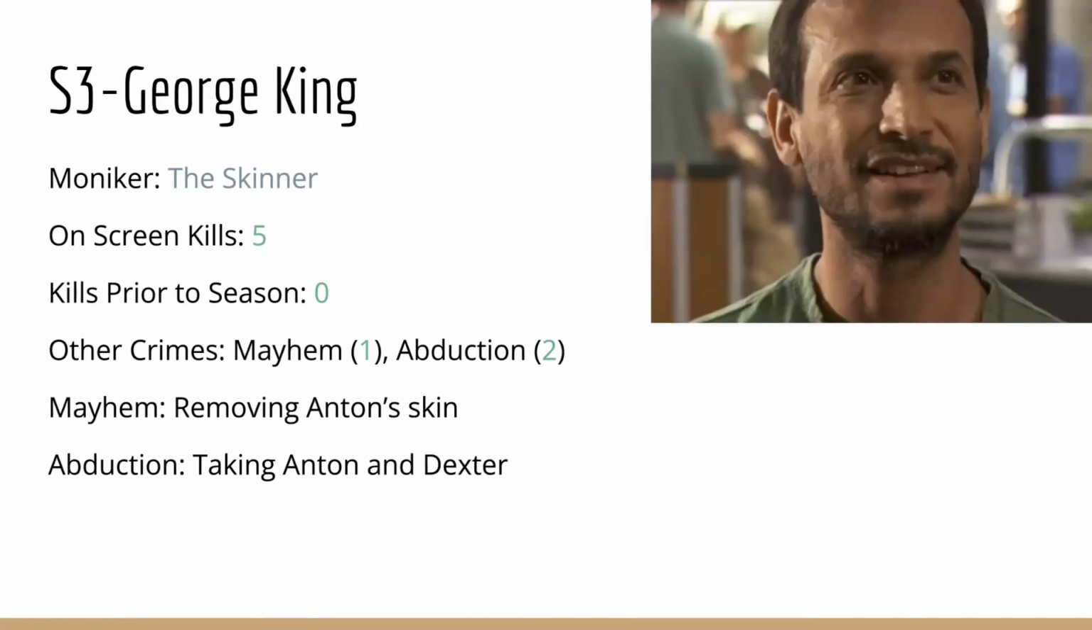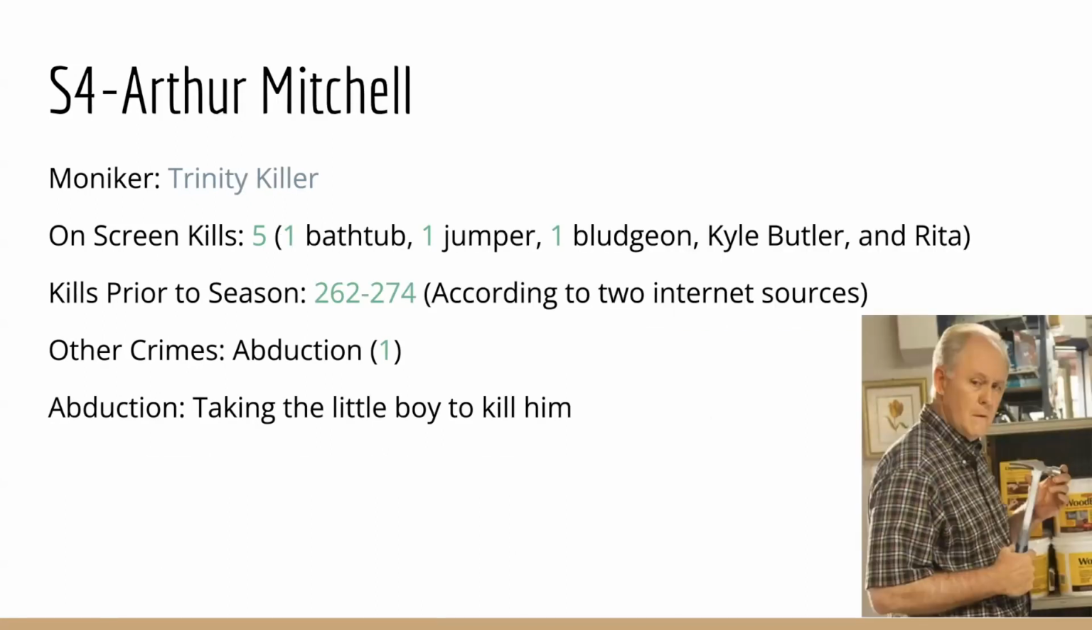He kills 5 on screen. We don't know if he has any prior kills. He commits the mayhem of removing Anton's skin, as well as the abductions of Anton and Dexter in 2 separate episodes. In season 4, there's Arthur Mitchell, the Trinity Killer.